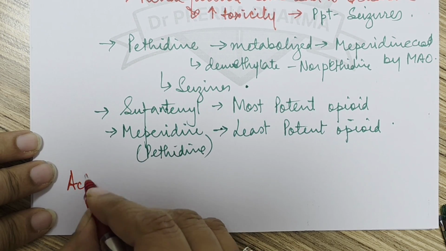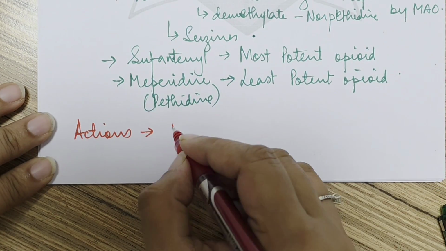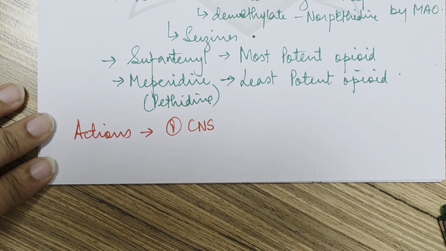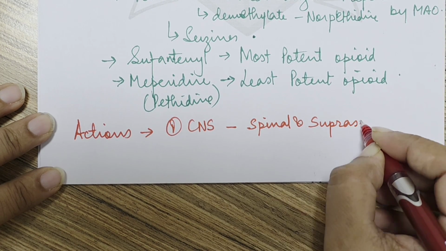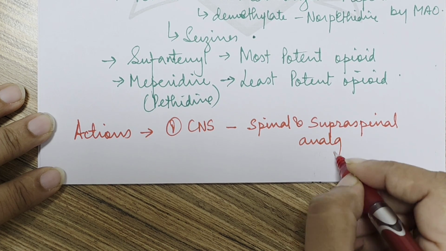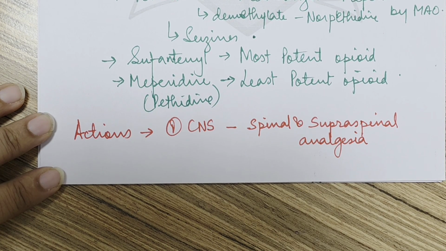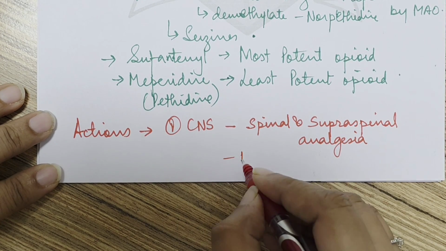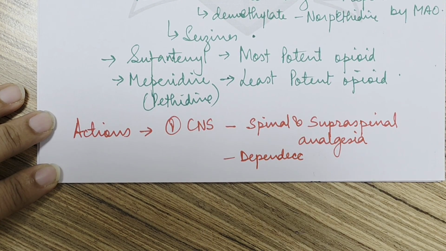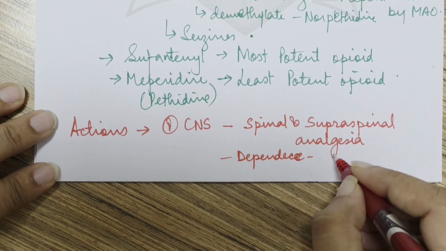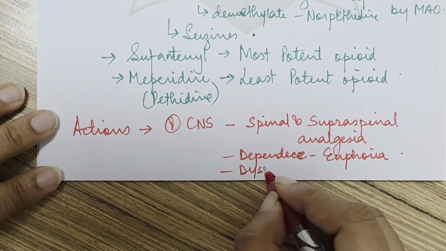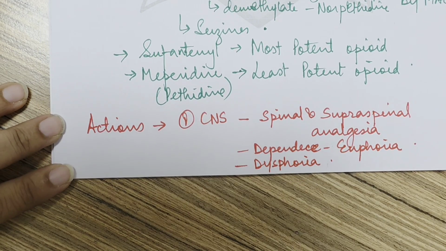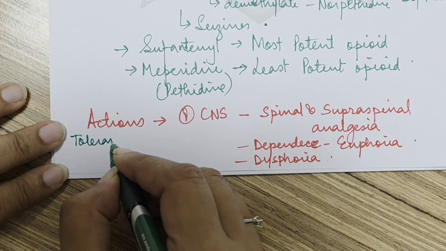Now let us see the actions of these drugs. In actions, the first is the action on the CNS. The CNS action is that it produces spinal and supraspinal analgesia. The first action of morphine is spinal and supraspinal analgesia, okay? After that, they produce dependence, euphoria, which is a dependence-producing action. Then they also produce dysphoria, as we have seen earlier. Another very important feature of morphine, tolerance.